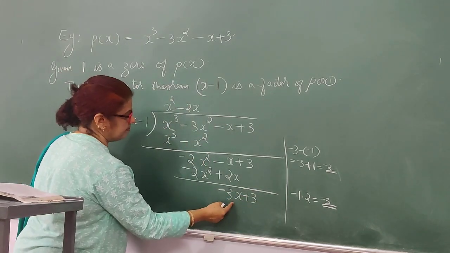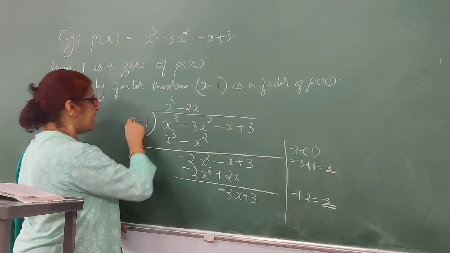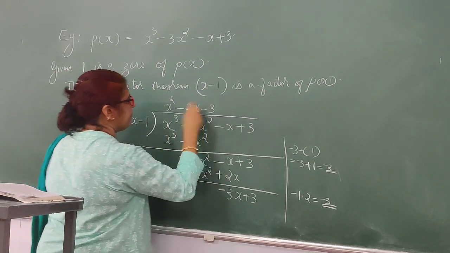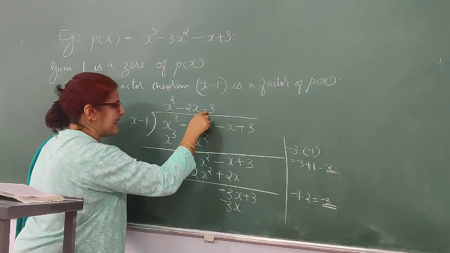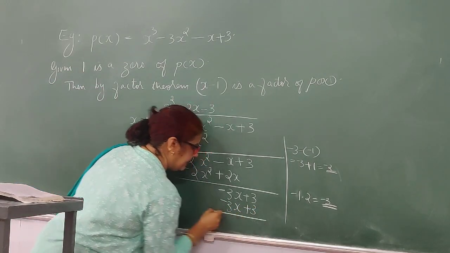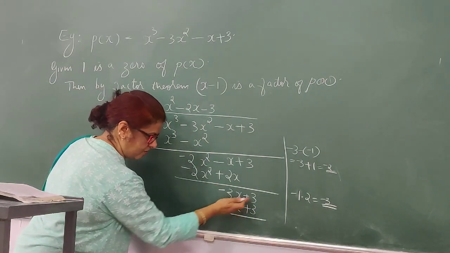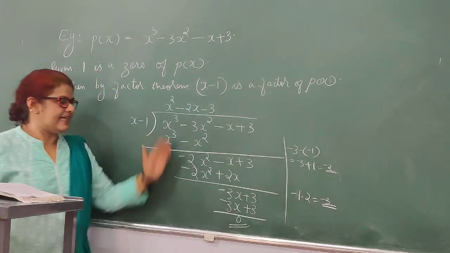Then first term of the dividend by first term of the divisor. Minus 3x divided by x is minus 3. Minus 3 into x is minus 3x, and minus 3 into minus 1 becomes plus 3. Then subtract. Here 0, here also 3 minus 3, 0. We got the remainder zero.